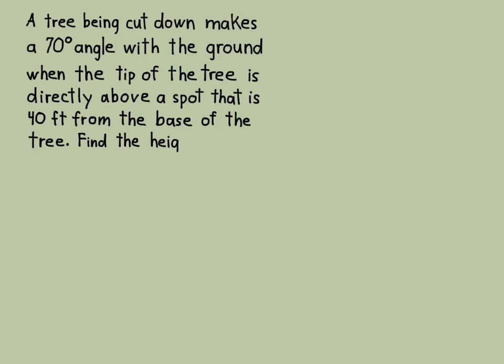It says a tree is being cut down and makes a 70-degree angle with the ground when the tip of the tree is directly above a spot that's 40 feet from the base of the tree. Find the height of the tree. So the first thing is to draw a diagram. You don't have to make it look like a tree. You can just make it look like a line, but you can do a tree if you want.